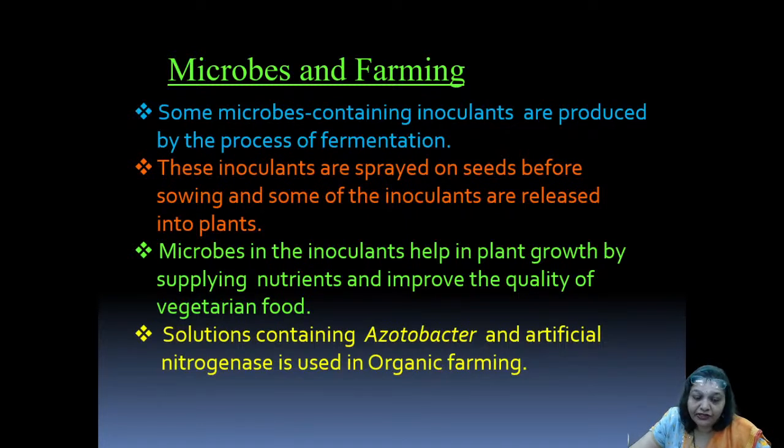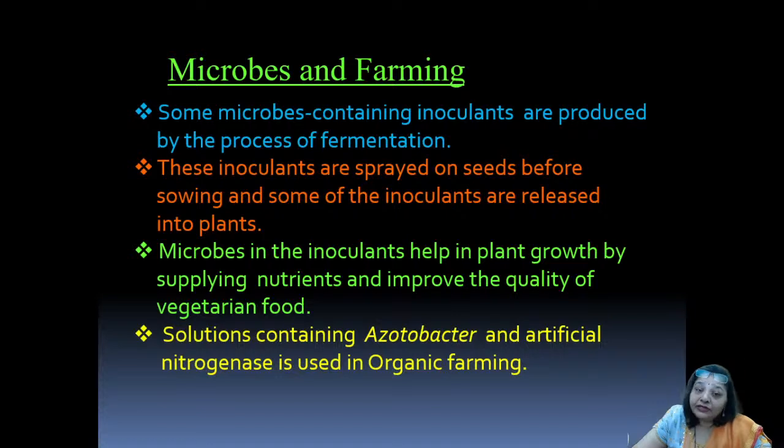The pulses which we eat are rich in proteins because they are the seeds, the cotyledonous part of the seed that contains lots and lots of proteins. This is because of the rhizobium bacteria that are in symbiotic relationship with the leguminous plants, inside the roots of leguminous plants.